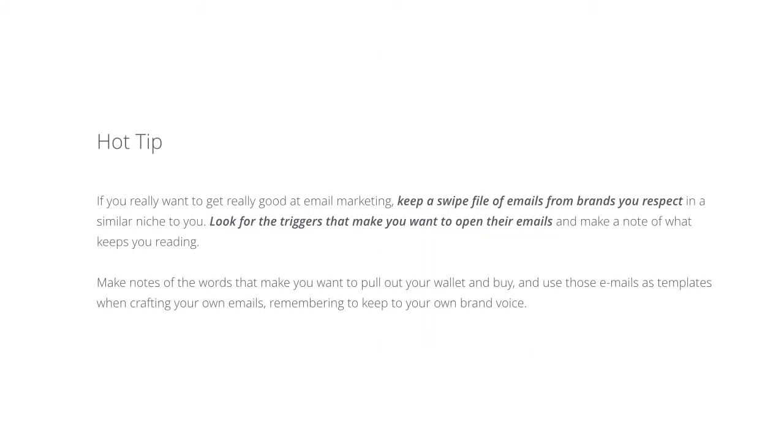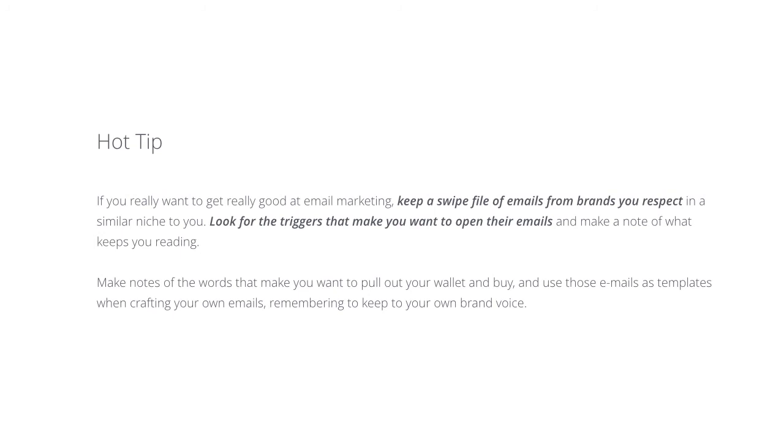So here's a hot tip. If you really want to get good at email marketing, keep a swipe file of emails from brands you respect in a similar niche to you. So if there are any brands in your industry that you think are using email marketing really well, or even if you don't know of any, you should try and sign up to their email list to see what kind of goes on in their inboxes, what are they sending to their customers, and look at the headlines. Look to see what grabs your attention, what makes you want to take action, and just keep swipe files of those emails so you can modify or reverse engineer what they're doing and see if it works for your business.